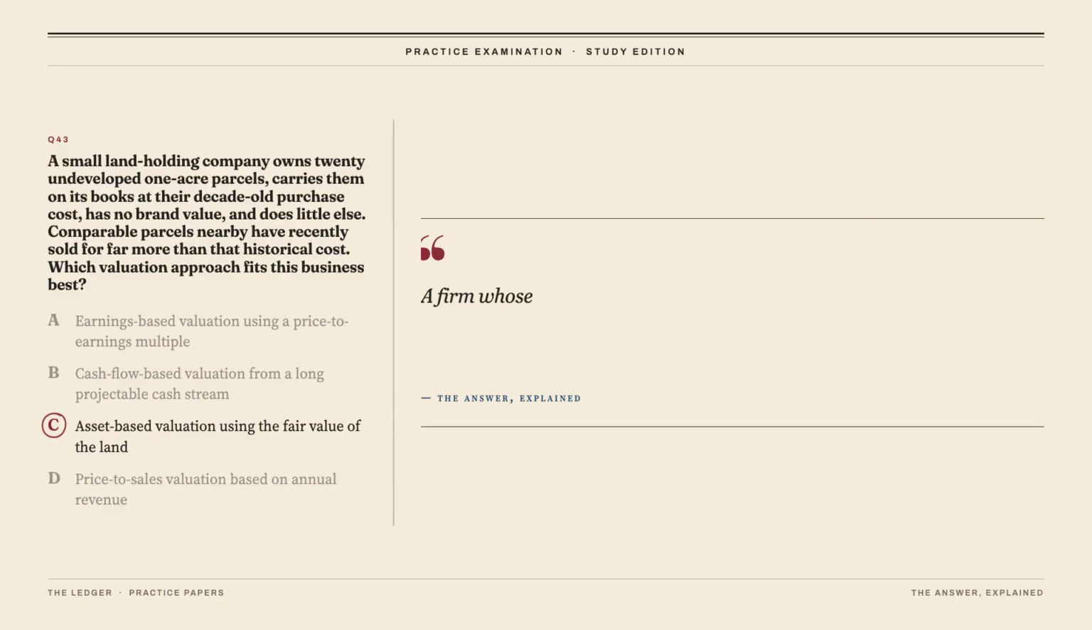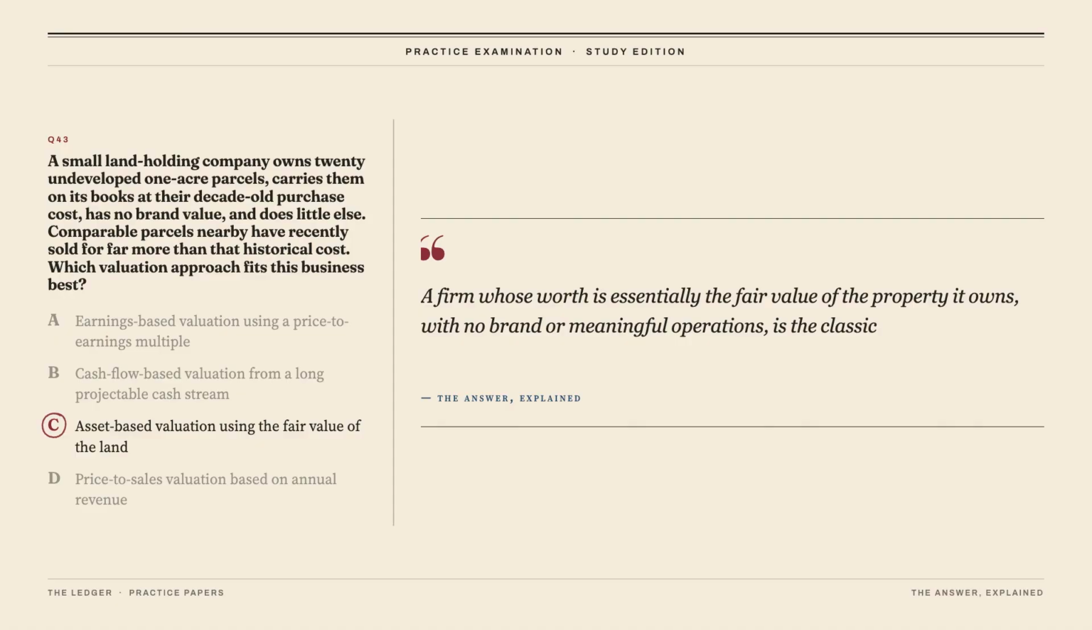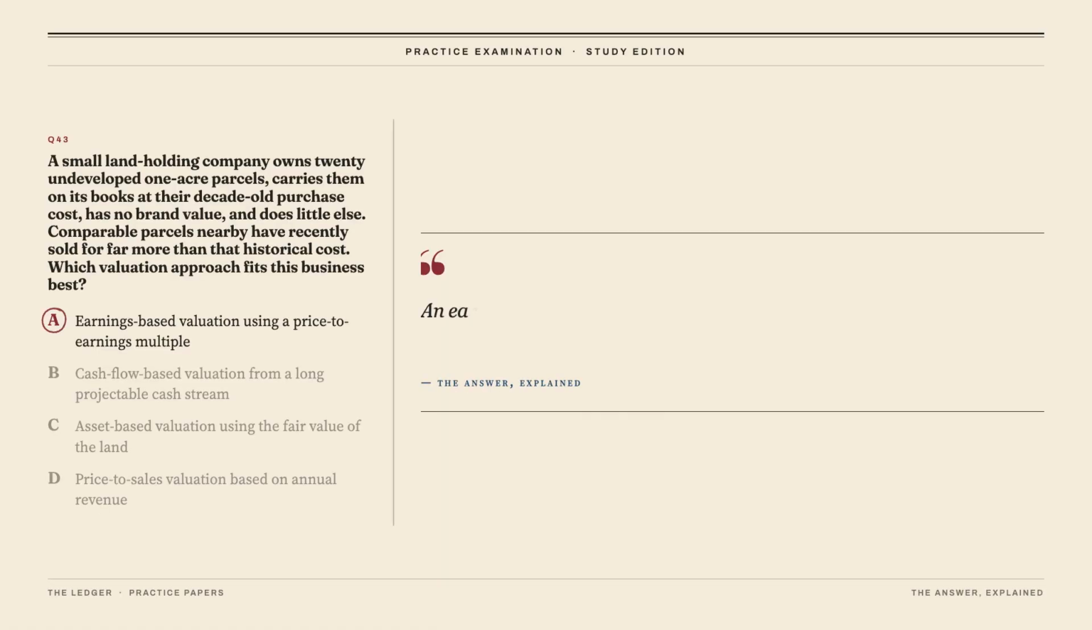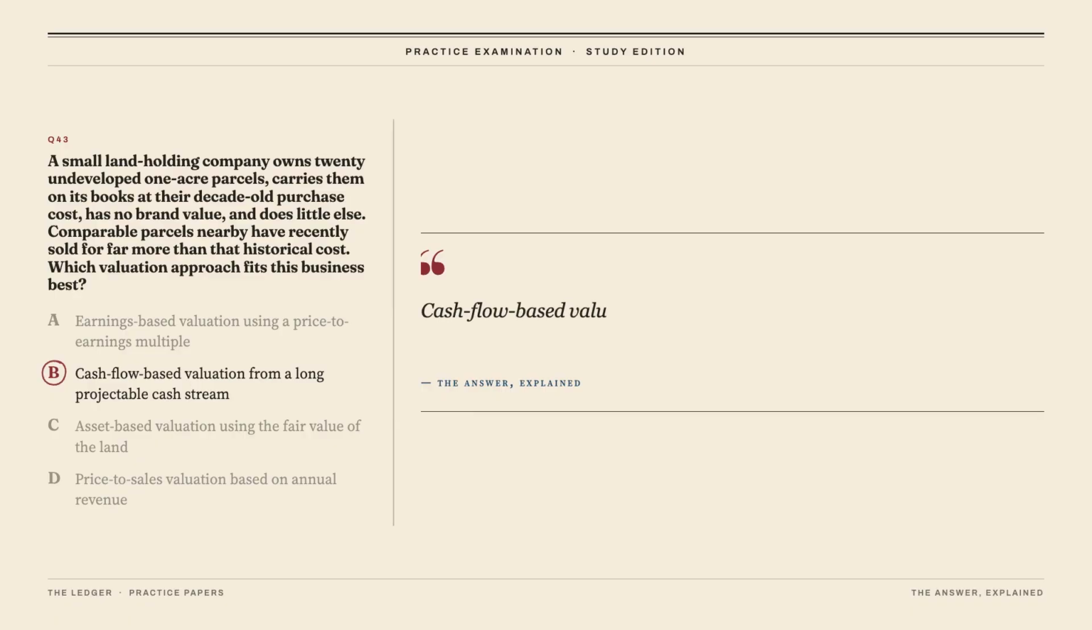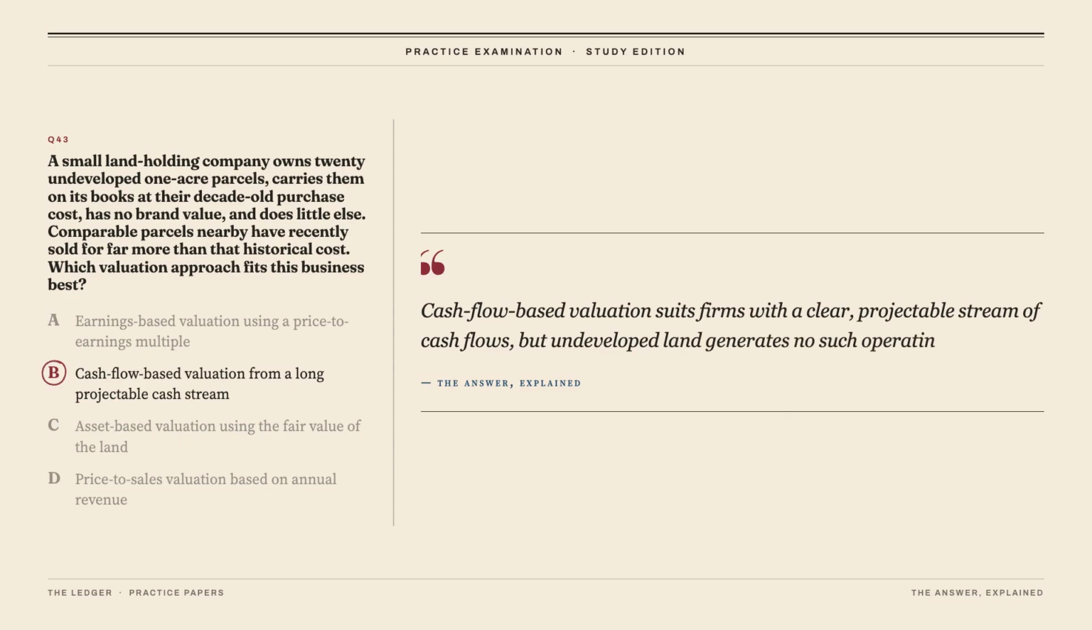C is correct because a firm whose worth is essentially the fair value of the property it owns, with no brand or meaningful operations, is the classic case for asset-based valuation. Valuing the 20 parcels at their current comparable market value captures what the business is really worth. A is wrong because an earnings multiple needs stable, meaningful earnings and comparable operating peers, which a passive landholder does not have. B is wrong because cash flow-based valuation suits firms with a clear, projectable stream of cash flows, but undeveloped land generates no such operating stream.